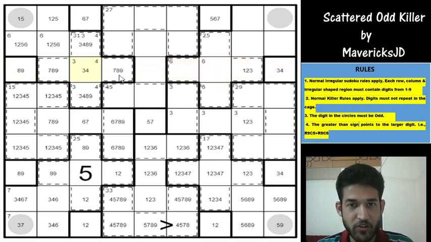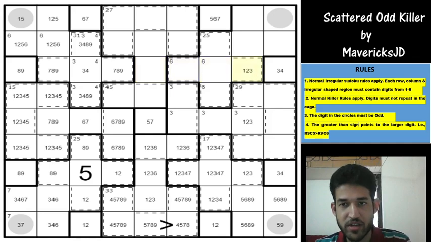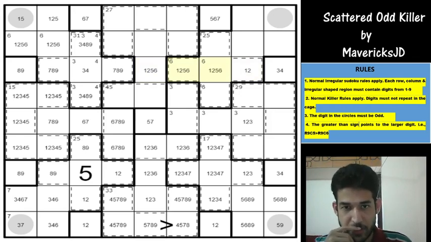Also there is a 3, 4 pair, which means that the remaining digits are 1, 2, 5 and 6. So that's not a 3. That is a 1, 2, 5, 6. And these two cells will also be 1, 2, 5 and 6. Great.